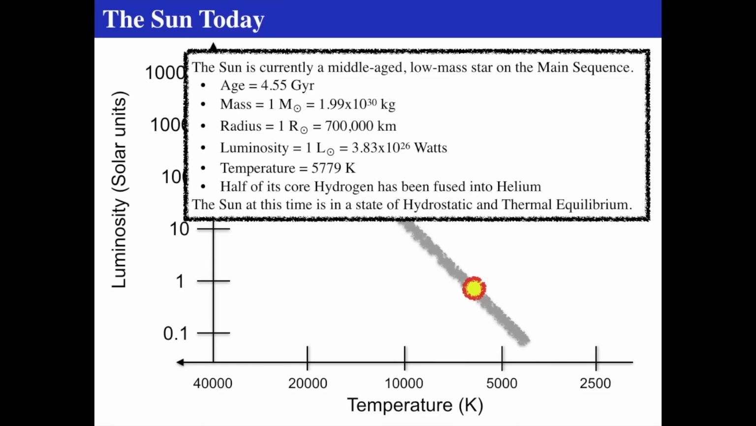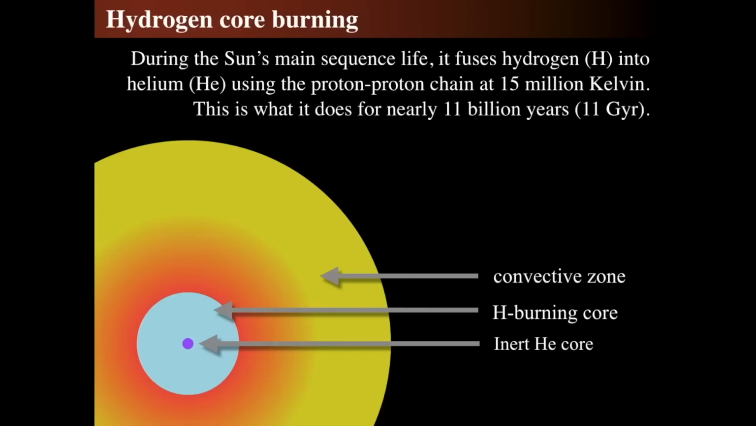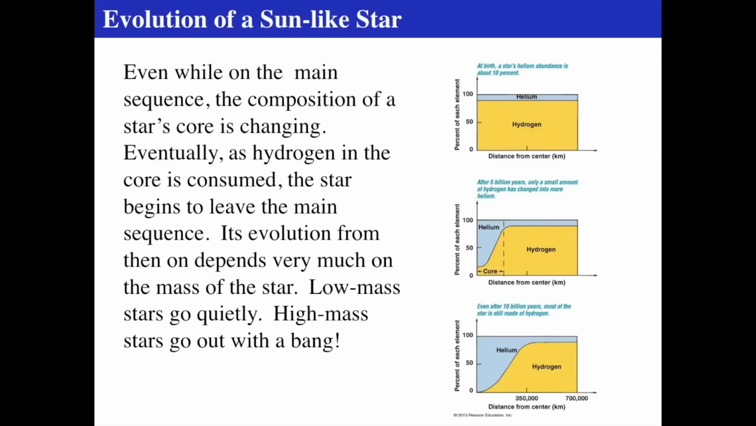And the sun right now is in a state of hydrostatic and thermal equilibrium, meaning that energy coming out the surface is being balanced by energy being produced in the core, and the sun's not getting radically larger or smaller. It's not pulsing in any way, literally radially pulsing in and out. So it's in both hydrostatic and thermal equilibrium. During its main sequence life, we have the convective zone on the outside, the radiative zone between that and the core, and the inert core right now. And the inert core is actually small compared to the hydrogen-burning core, but that would comprise about half of the mass of the core, that purple nugget in the center.